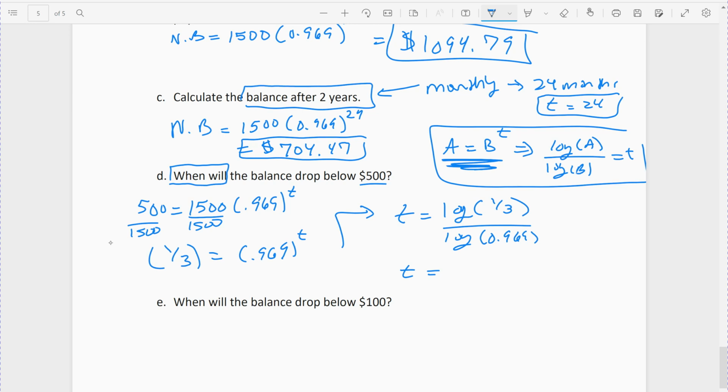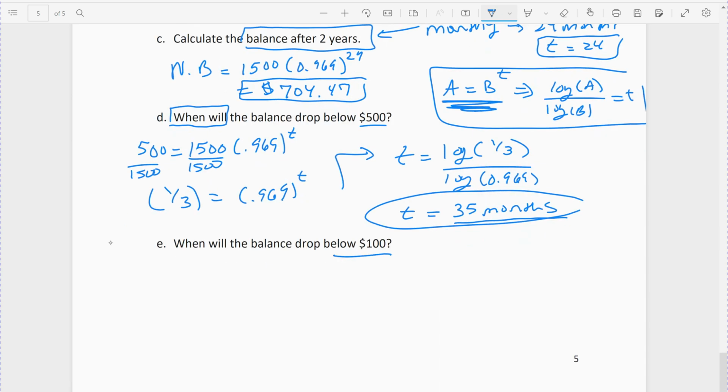And so how long will it take us to go down to $500? Well, 34.8, so I'm going to round up to the next month. So 35 months. Alright, so again, well over the 2 years, right? If we take our 35 divided by 12, it's almost 3 years, right? 2.91, right? The 36th month would put us in the 3 years. So it almost takes us 3 years to take our $1,500 and get it down to 1/3 of that.